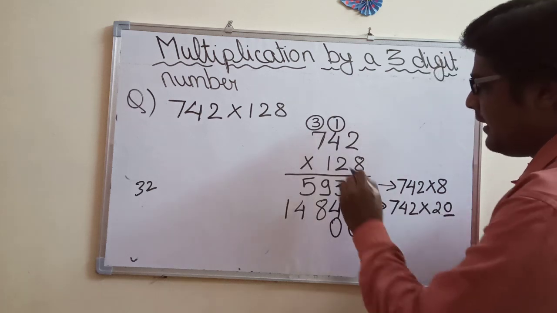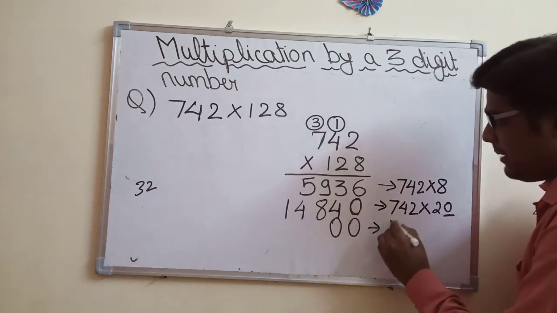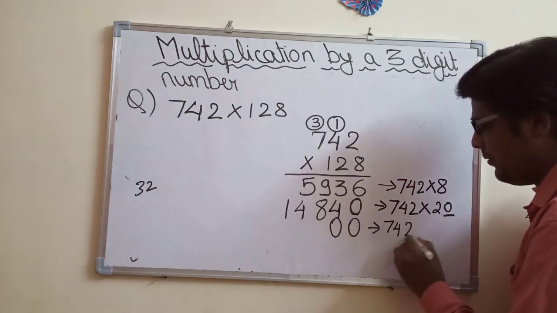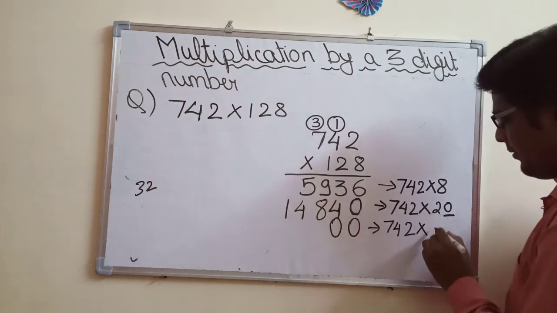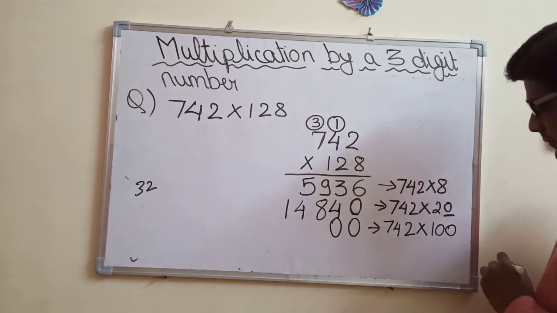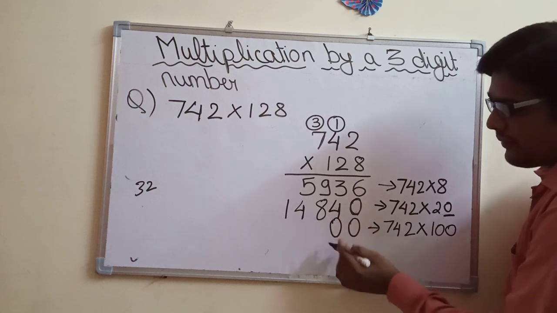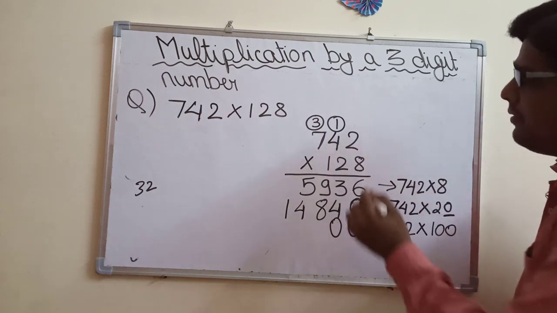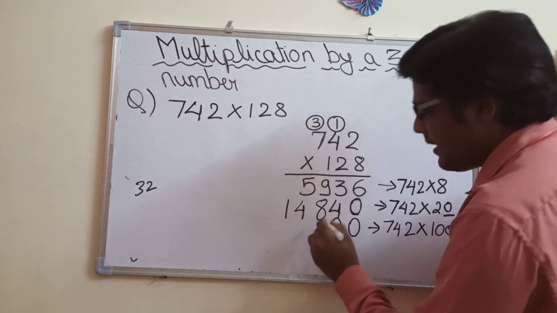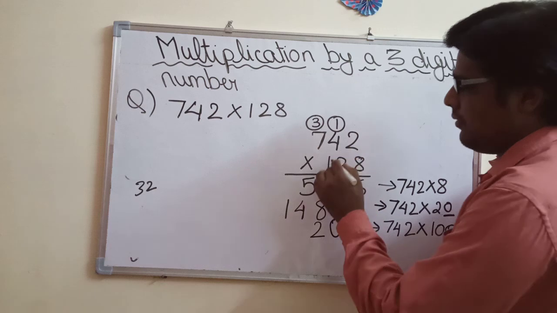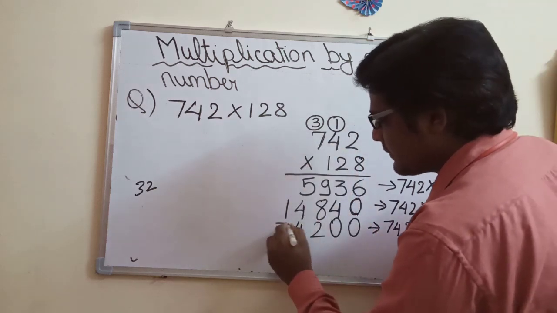Why? Because in this line we are actually multiplying 742 by the place value of 1. So place value of 1 is 100 over here. 100 has 2 zeros. So these 2 zeros are written over here. Now we will multiply 1 by 2 first. 1 2s are 2. 1 4s are 4. And 1 7s are 7.